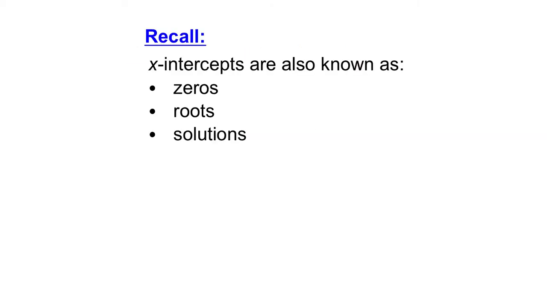Now before we get into it, please just recall these terms are all pretty much synonymous in this course. When I say x-intercepts, those are referring to the points on the graph that are also called zeros. We can also call those the roots of the function or the solutions to the equation when it's equal to 0. So if I say x-intercepts, zeros, roots, solutions, basically you're looking for the same thing all the time. It's what's the value of x when y is equal to 0.